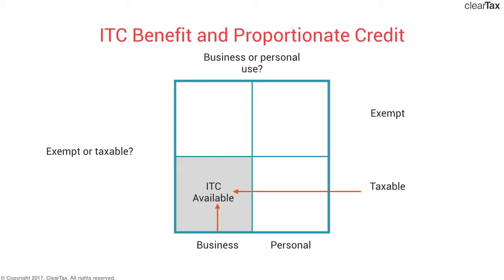Both the situations are tick. So the situation is, even if one of the criteria is not met, then ITC will not be available. Check out the row for exempt, no ITC in both the square boxes. Check out the column for personal, no ITC for both. So even if one situation prevails, no ITC is available. It is only available when you tick both the situations, that it is used for business and it is used towards producing a taxable supply.